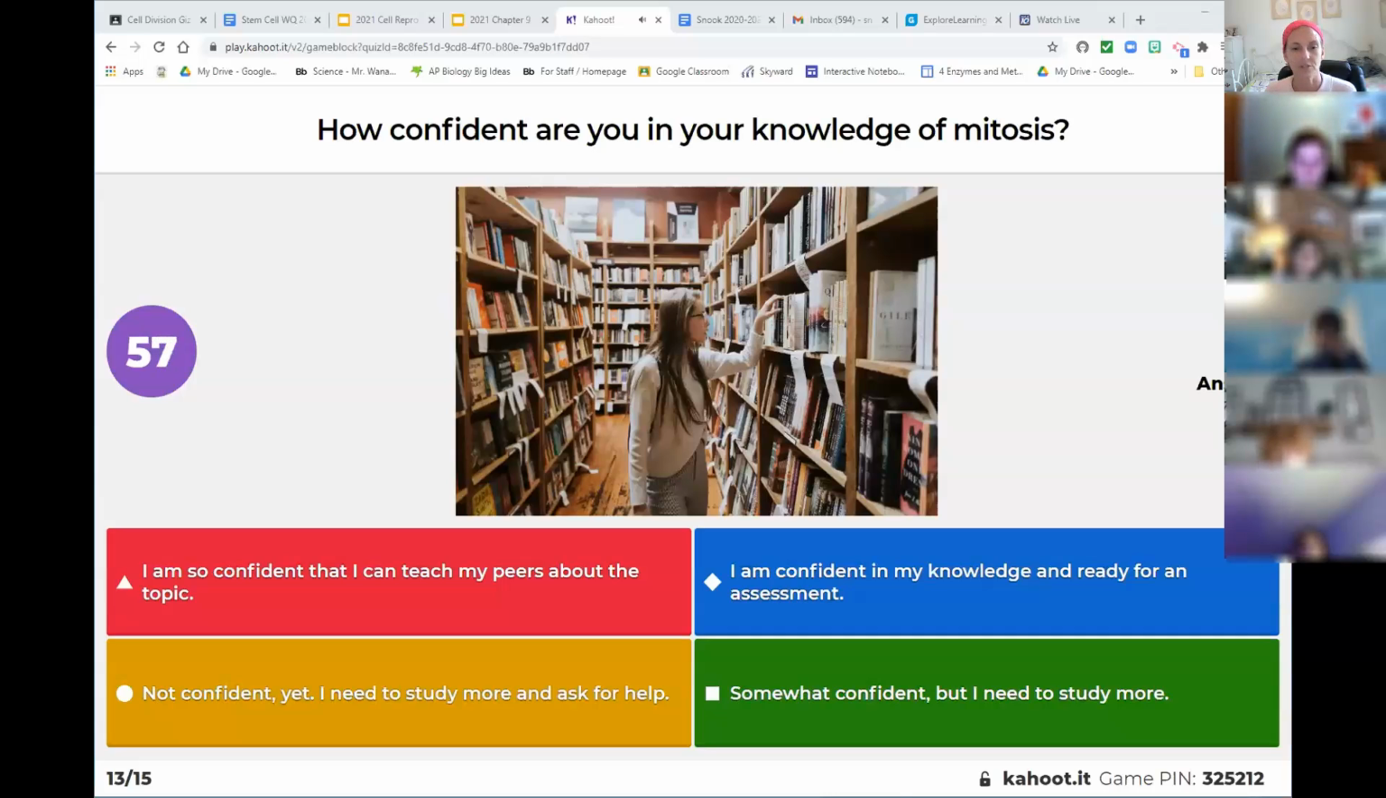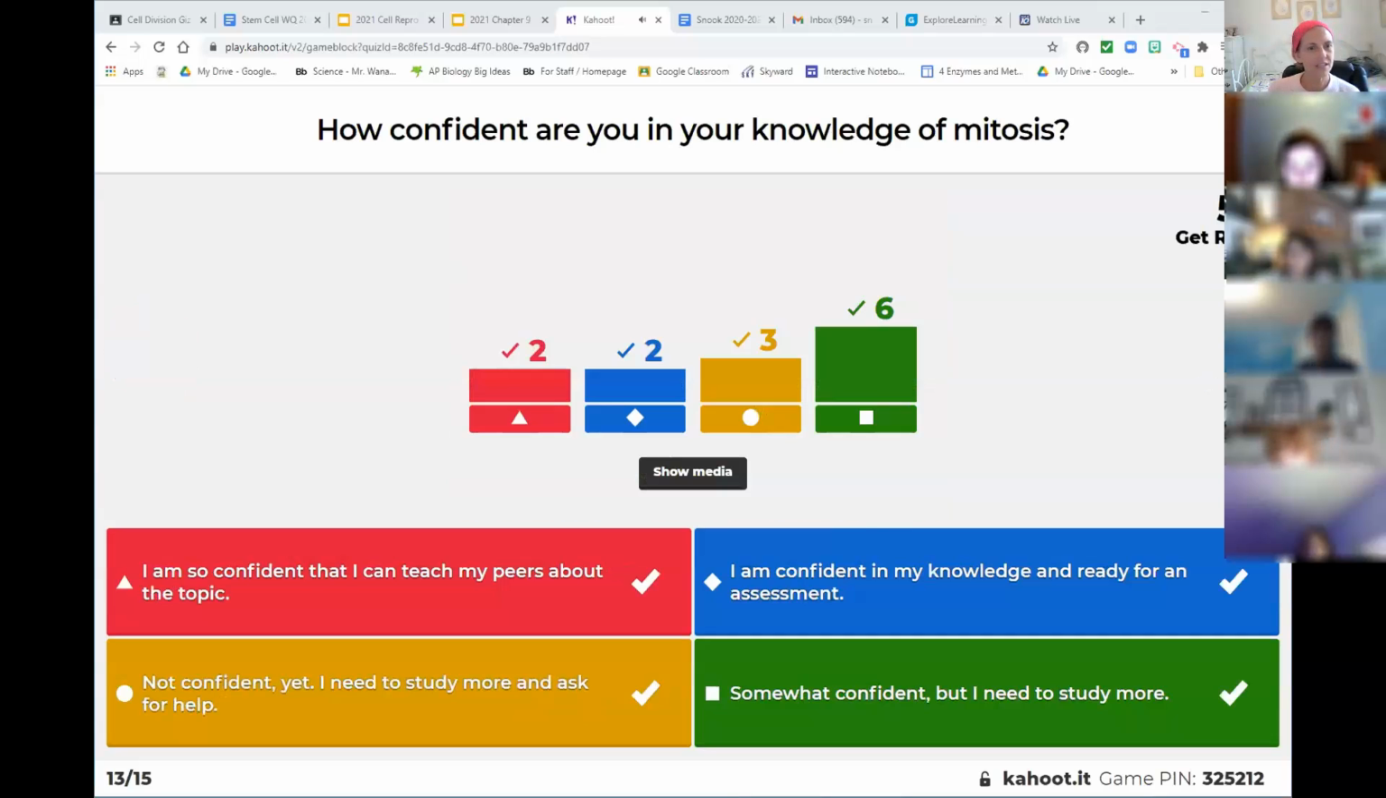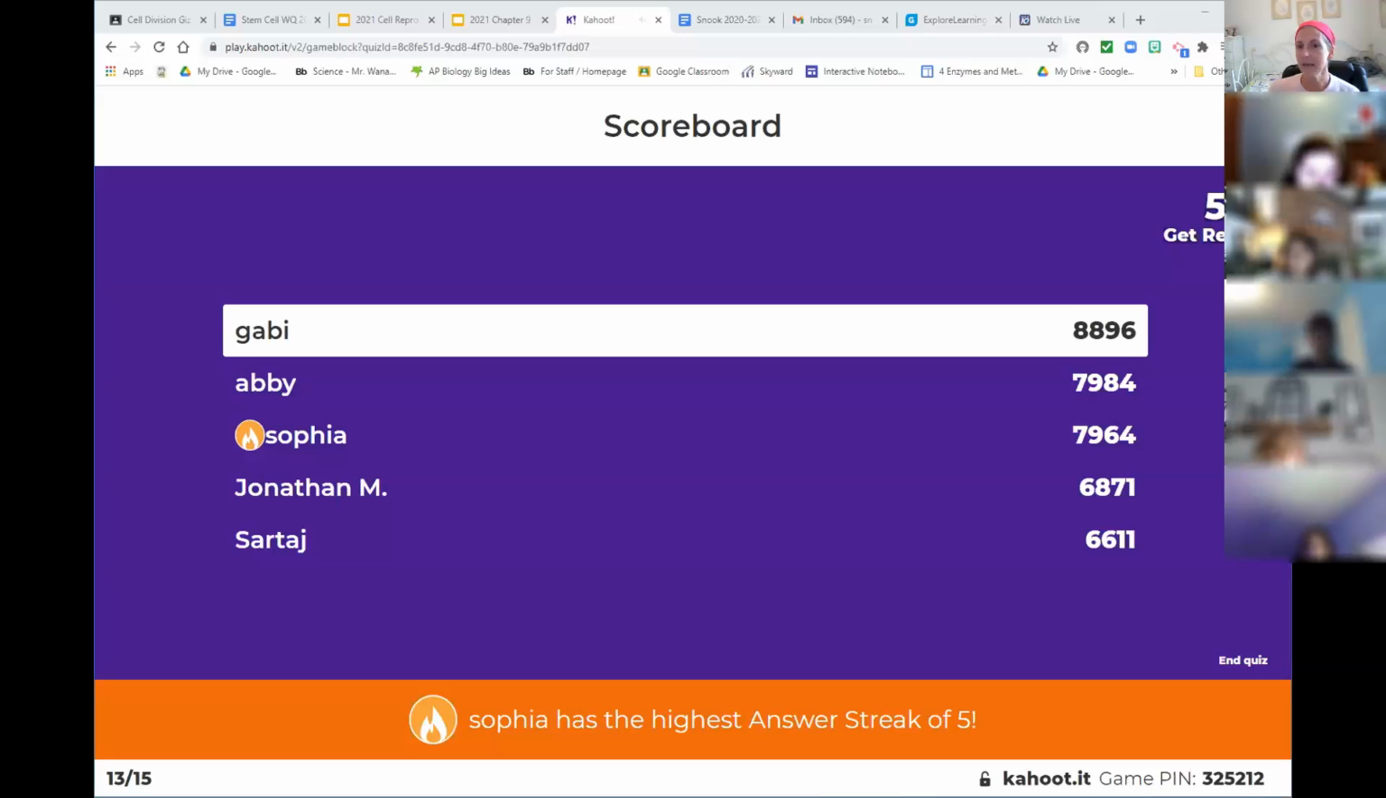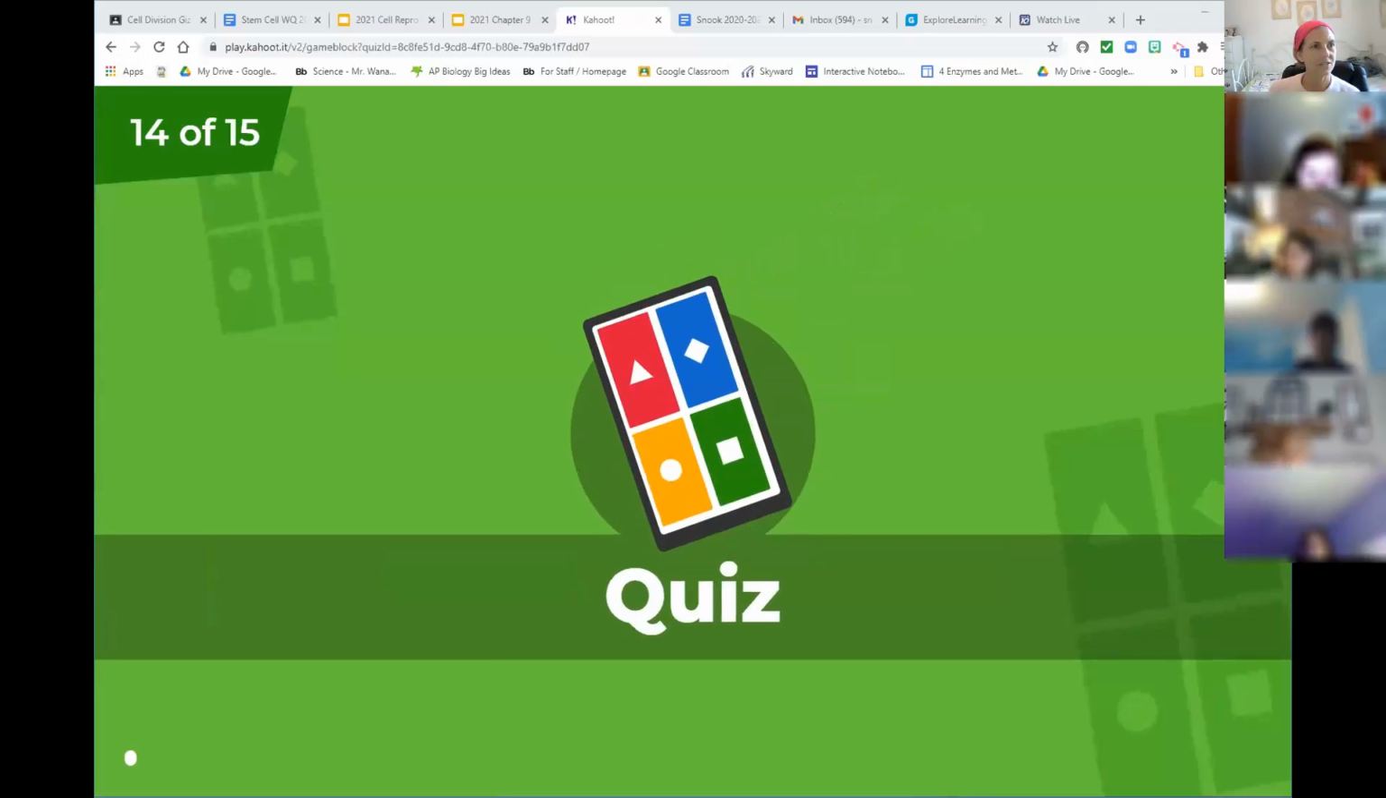This should be the last question. You can't get it wrong. You feel like you're going to ace the mitosis portion of the test. You feel like you kind of know it, but you could definitely use a little more study. I'm going to be at the NHS tutor table today if you want to join at 2:30 if you need any extra help. Sophia is on a streak.